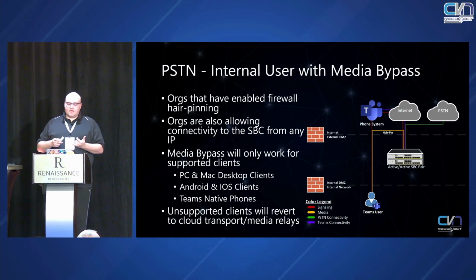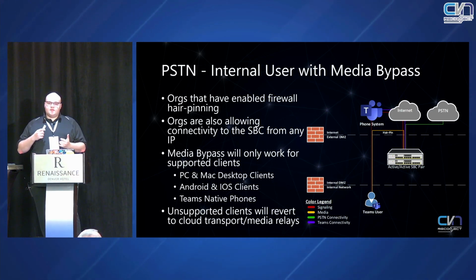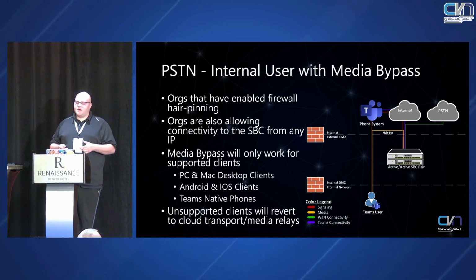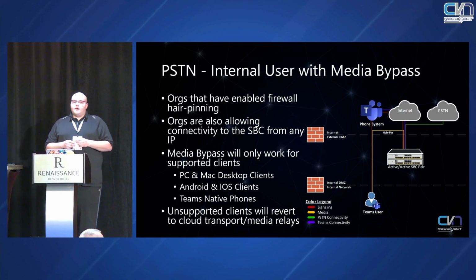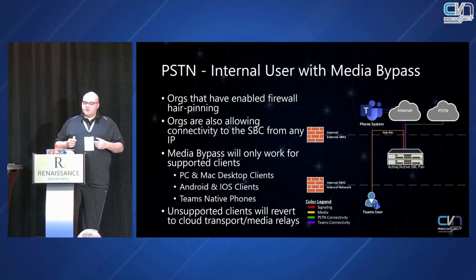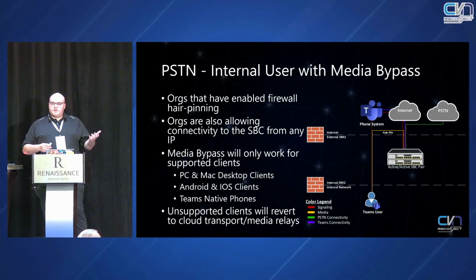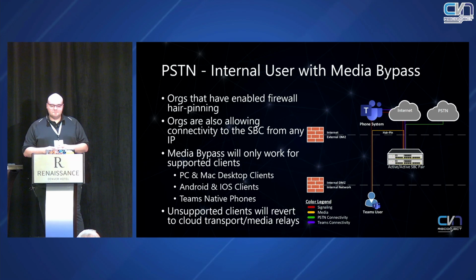Also, the other thing with media bypass is that the organization has to allow connectivity into that SBC from any IP address. In a non-media bypass scenario, you only need to allow the 52.114 address, and there's another 52 address, I don't remember off the top of my head, that you need to allow into your SBC. In the media bypass world, you need to allow all IPs into that SBC. And as mentioned before, if it's unable to form a relationship for media bypass to work, it will revert to using the transport relays in the cloud.